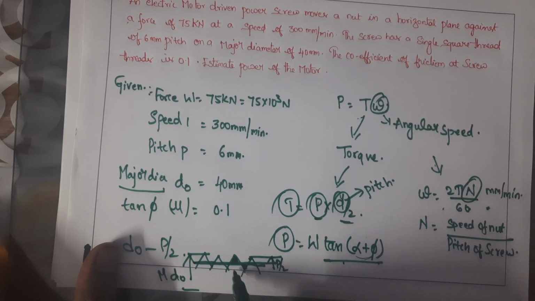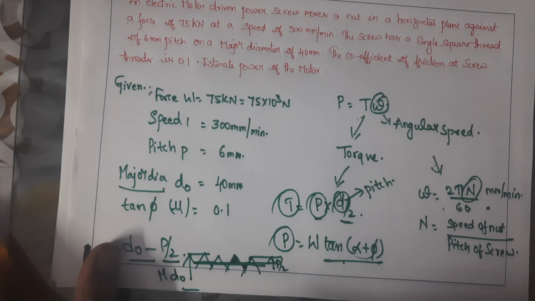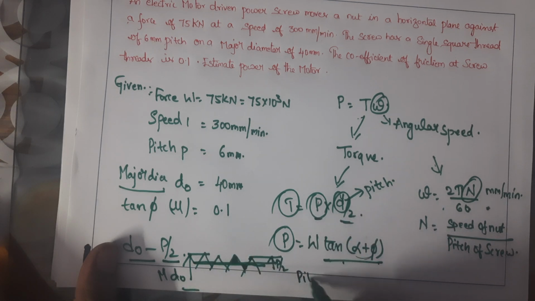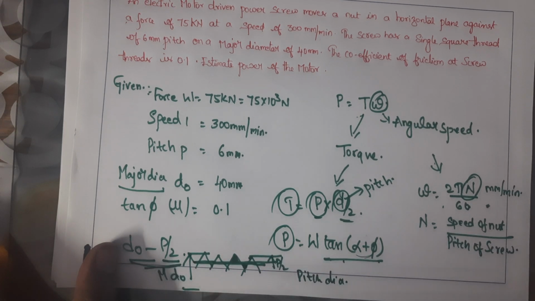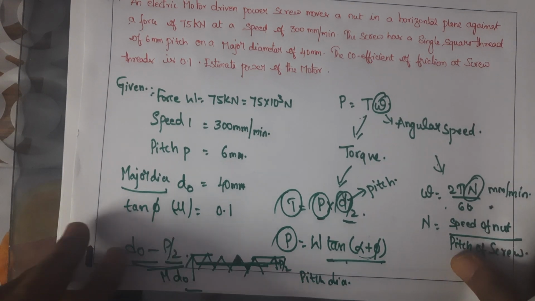Okay, so we will be taking p by 2. d naught minus p by 2 will give you the pitch diameter. Okay, so we can get the value of the pitch diameter here. This is the procedure. Now let us start the problem.